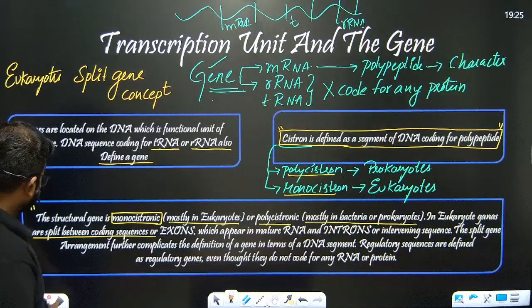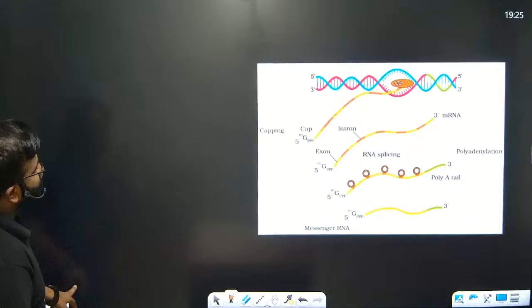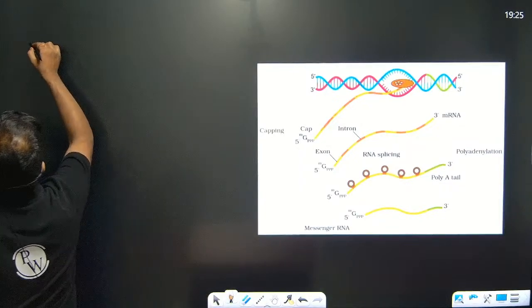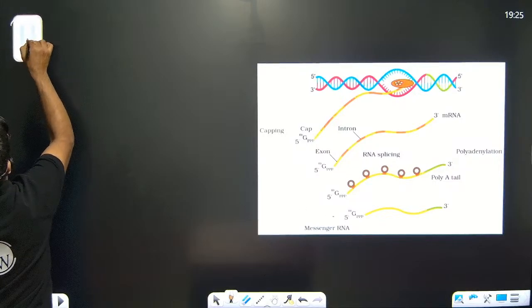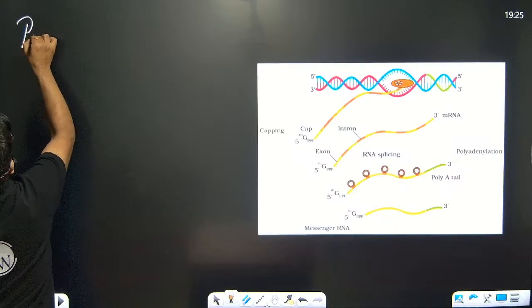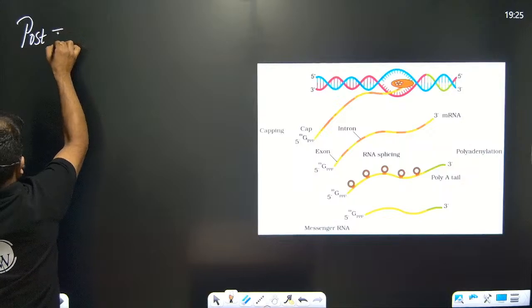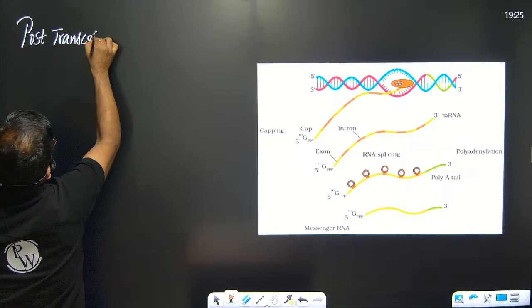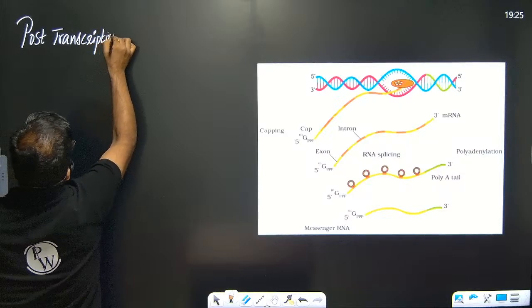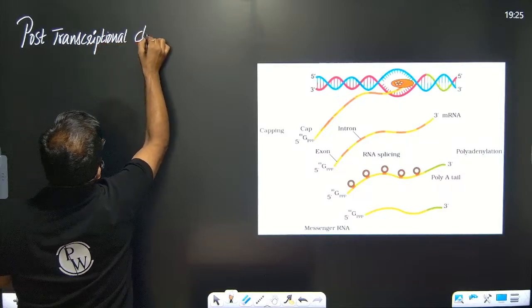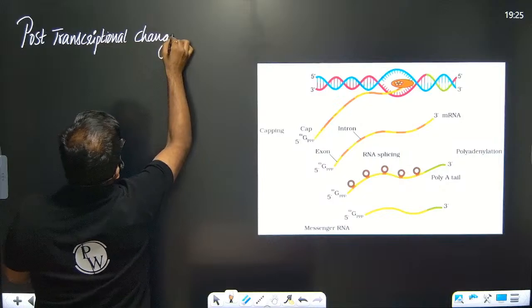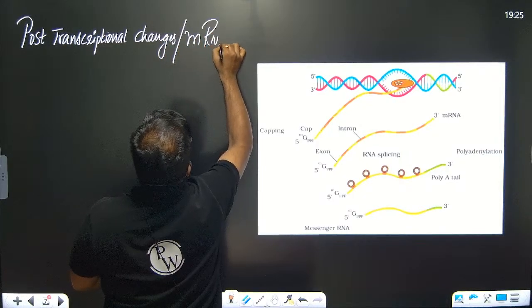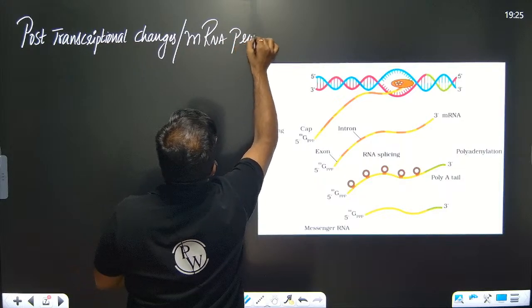Clear? So the next topic is the post transcriptional changes, which is also called mRNA processing.